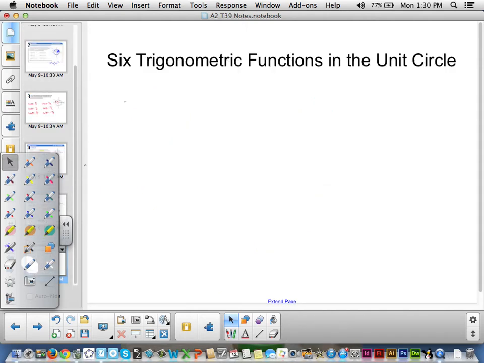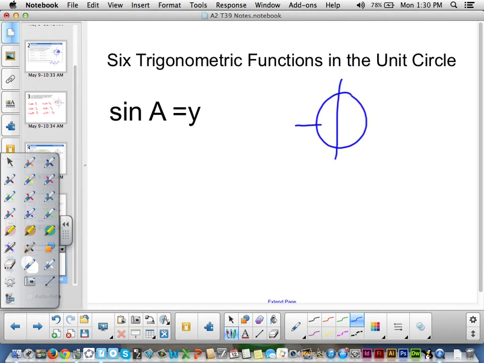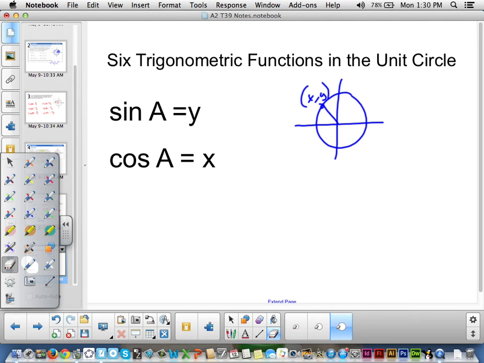So, just to kind of finish up, hit this one more time. The 6 trig functions in the unit circle, sine of the angle equals y. No matter where the angle is, the sine is the y value. Cosine of the angle is x. Cosine is the x value, no matter where it is. It could be negative, could be positive, could be 0. And finally, tangent is y over x, or sine over cosine.